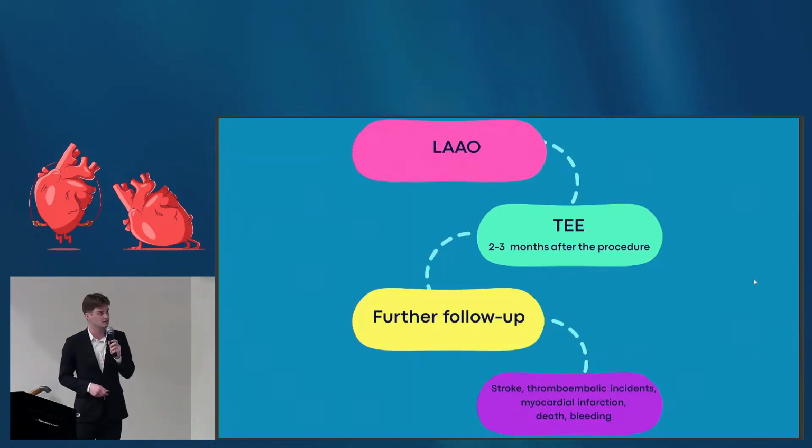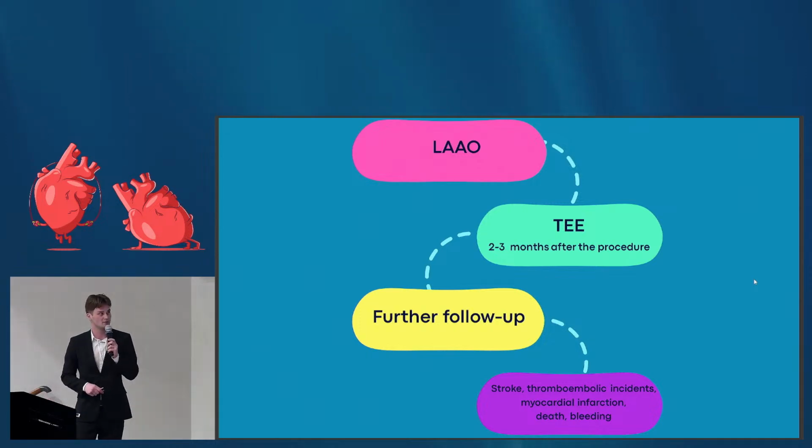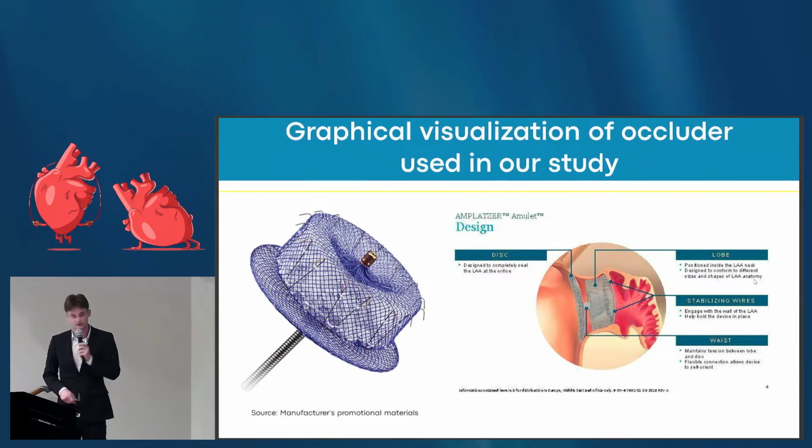The follow-up was to analyze the transesophageal echo, typically 2 to 3 months after the procedure. And then the further follow-up was to analyze the distinct complications such as stroke, thromboembolic incidents, myocardial infarction, death, and bleeding. This is the graphical visualization of our occluder that we used in our study.